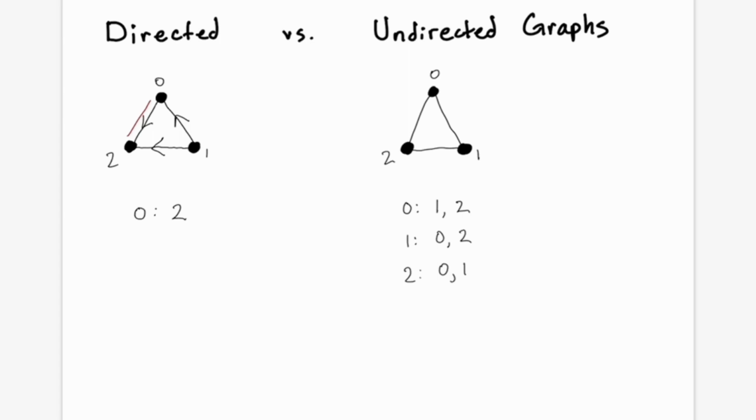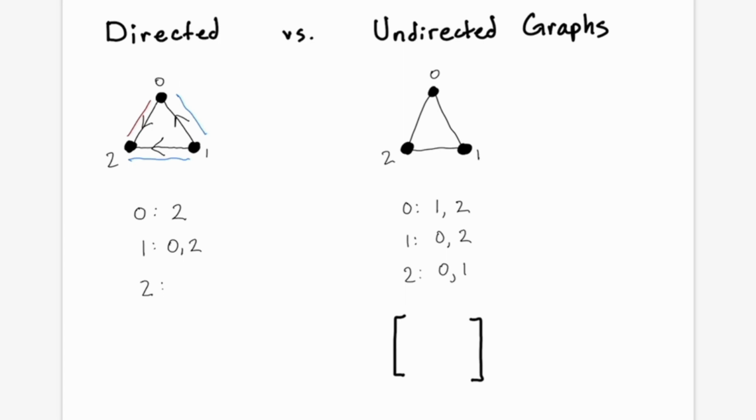Node 1 is adjacent to node 0 because there's an edge with an arrow starting at node 1 and ending at node 0, and adjacent to node 2 because there's an edge starting from node 1 and pointing towards node 2. Node 2 isn't adjacent to anything because there are no edges coming into node 2 with arrows pointing towards it. So that's a pretty big difference between the adjacency list representation of the directed and undirected graph. Now let's take a look at the adjacency matrix.